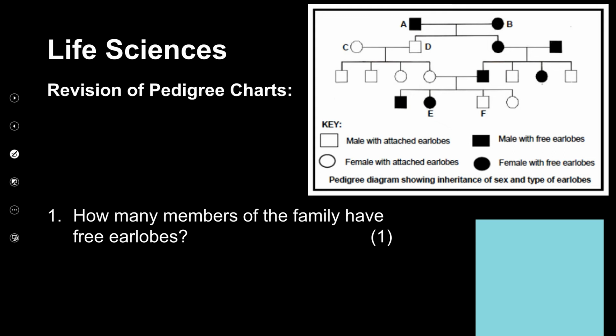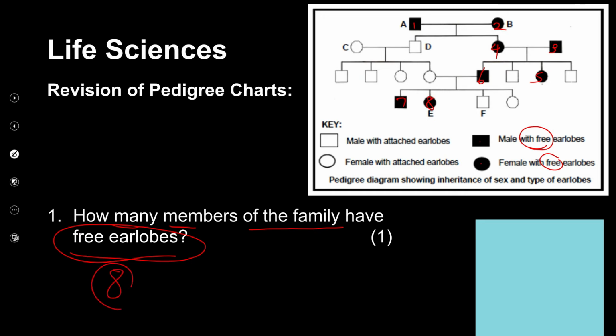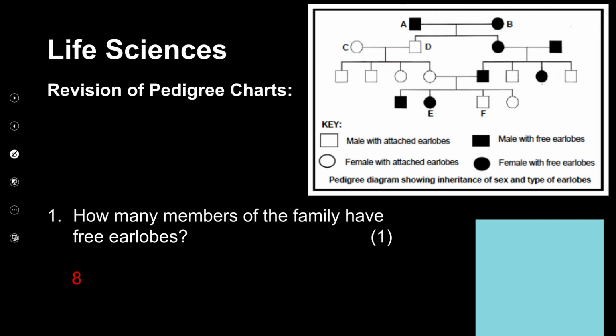The first part of this question is, how many members of the family have free earlobes? Guys, if we look at the chart that shows you free earlobes, it's all individuals that are shaded. So essentially we've got to count the individuals. So it's 1, 2, 3, 4, 5, 6, 7, 8. Clearly the key helps us to determine which individuals are free, and we have established that these are 8 individuals that have earlobes that are free.